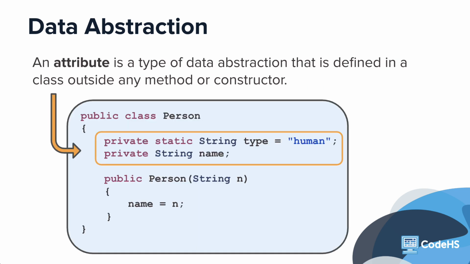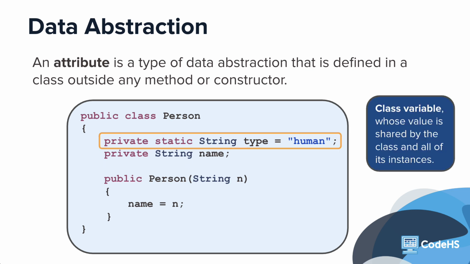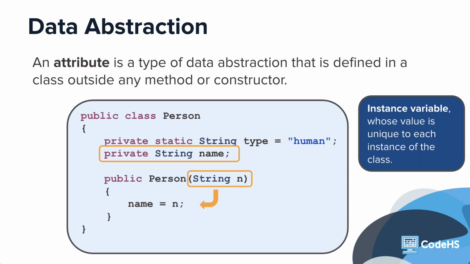An attribute is a type of data abstraction that is defined in a class outside any method or constructor. In this case, you have a class variable whose value is shared by the class and all of its instances, and an instance variable whose value is unique to each instance of the class. The constructor is using a parameter to provide a unique name value to each person object created.